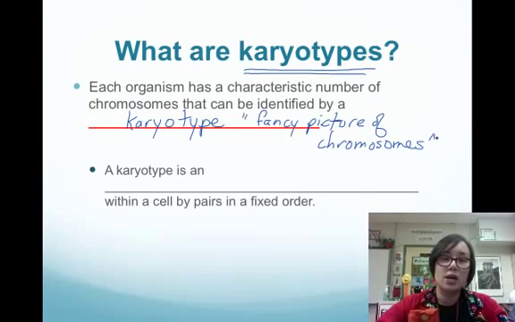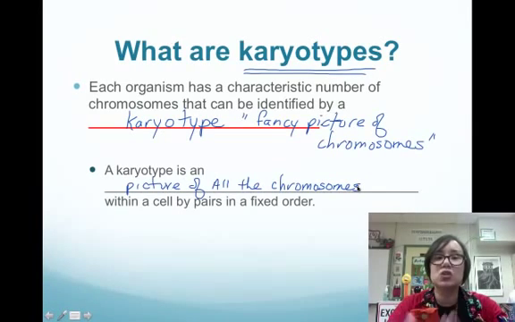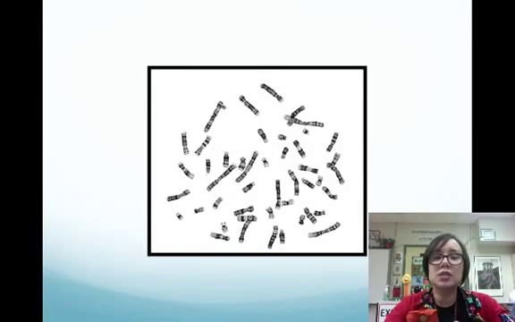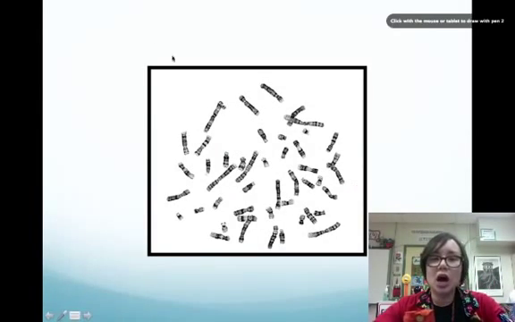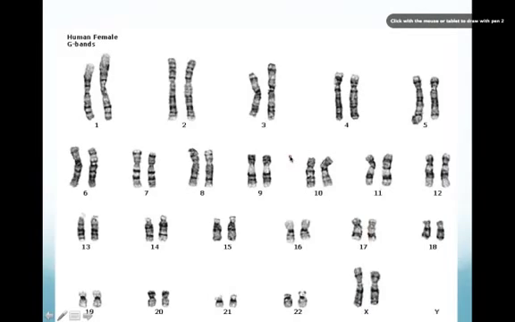So a karyotype is just a picture of all the chromosomes within a cell by pairs in a fixed order. Let me show you a specific example. If you look at this picture here, there are a bunch of chromosomes. These chromosomes look a little bit different than the chromosome that I showed you before because the other side is missing. Well, what we can do with this picture is take it and organize it.